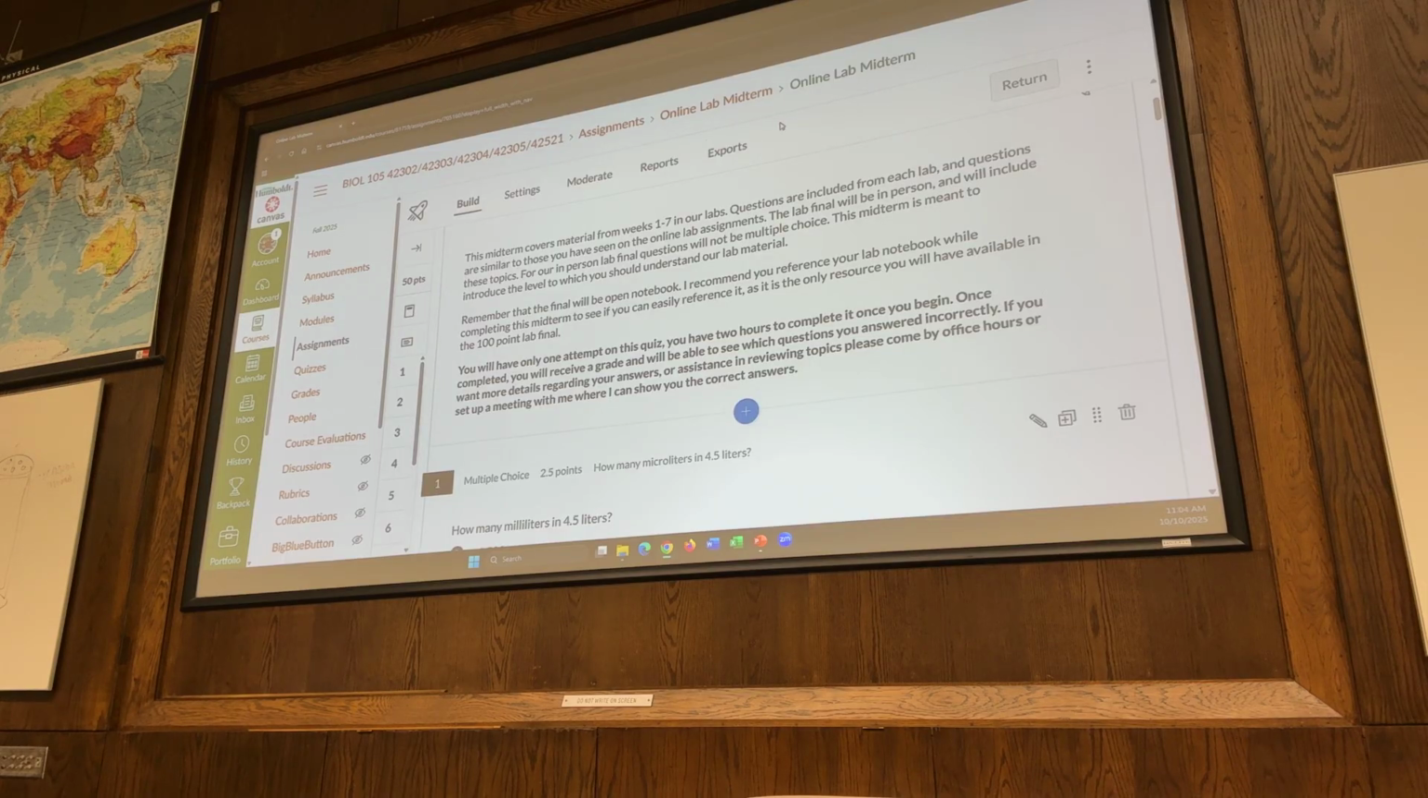Oh, you can even see the first question there. How many milliliters are in 4.5 liters? Don't answer that, but yeah, question.